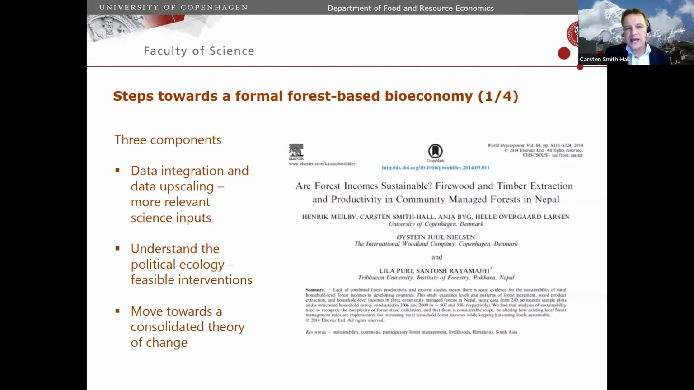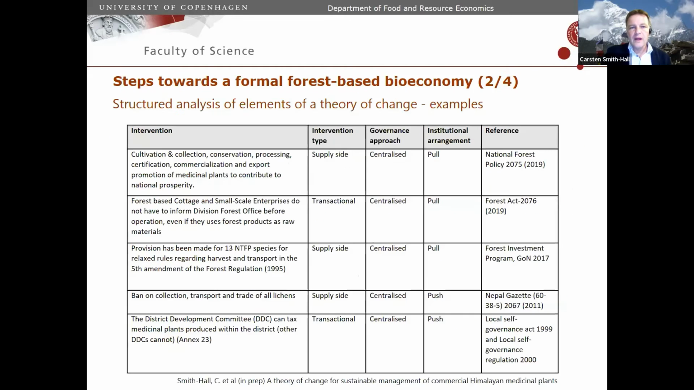So we need to understand the political ecology, because it allows us to develop feasible interventions. So we need to take this into consideration. So if we have data integration and data upscaling, if we understand the political ecology of the sector, then we can move towards a consolidated theory of change based on realistic interventions. So that's what we're doing at the moment.